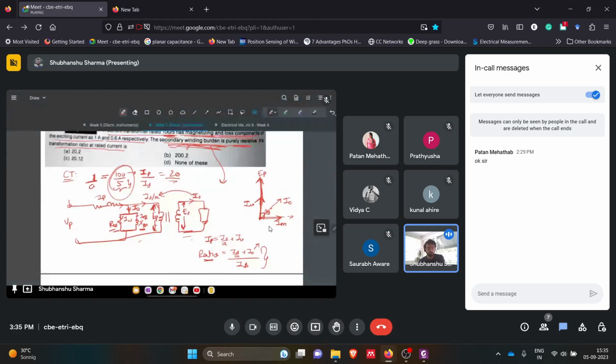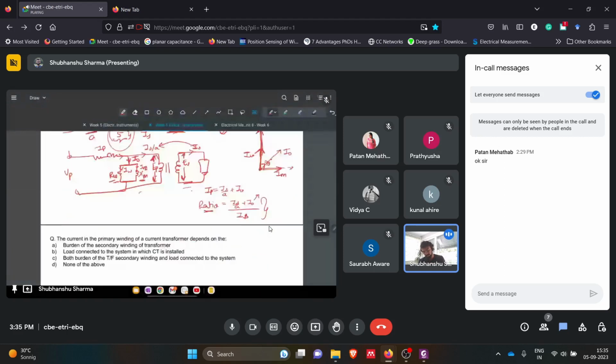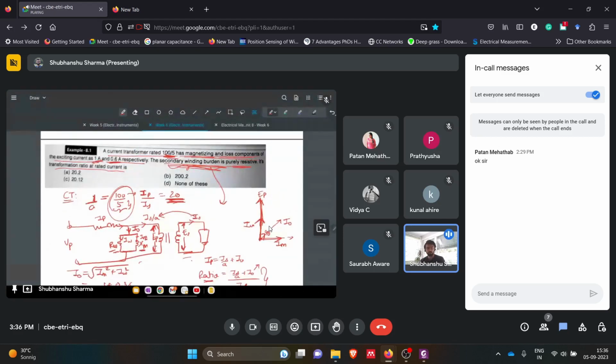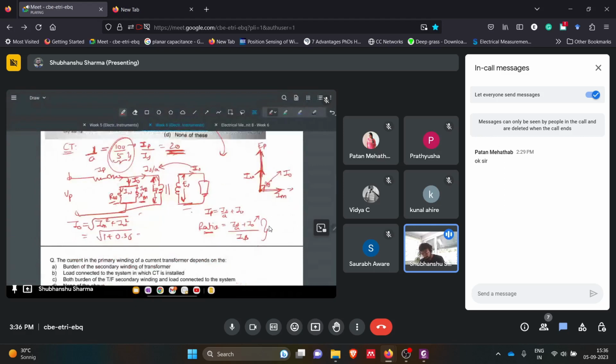If I naught had not been there, then we would have got this as the ratio, 1 by A, that is what is rated here. But now we will get some extra thing because of I naught. So first of all, calculate what I naught is. It will be the square root of IM square plus IW square. Easy. So it will be 1 plus 0.36, we know the values, 1 ampere and 0.6 ampere for the loss component and the magnetizing component. So we will get the square root of 1.36.